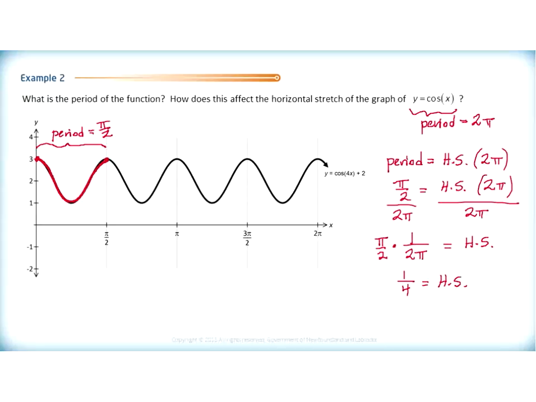So if you look at the equation of this graph, a horizontal stretch of 1/4 causes us to use the reciprocal in the equation. So in front of the x, you will see a 4, which is what is graphed here in this equation. So a period of pi over 2 is 1/4 the normal period for the graph y equals the cosine of x. 1/4 of 2 pi is pi over 2.